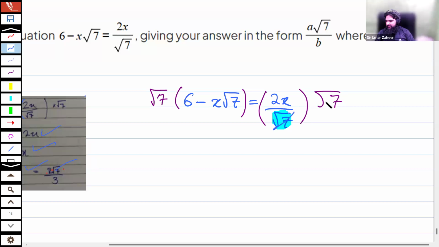So square root 7 will be cancelled out with square root 7. Now square root 7 multiplied by 6 will be 6 square root 7, minus x as it is. Square root 7 multiplied by square root 7 will become square root 7 squared. And on the other side, you will get 2x.